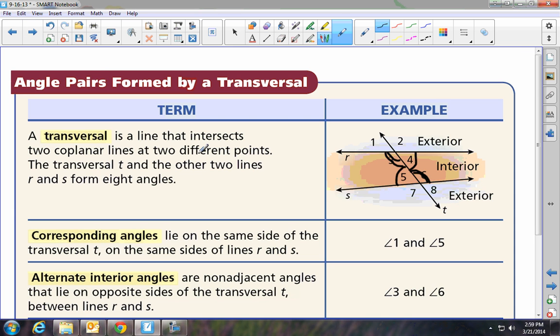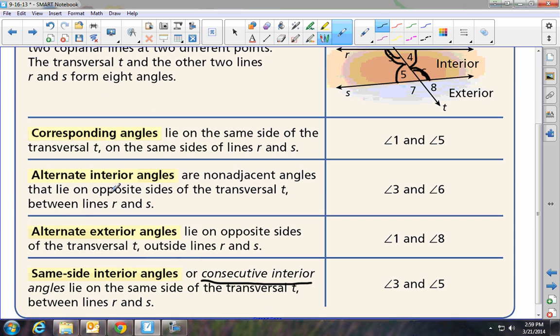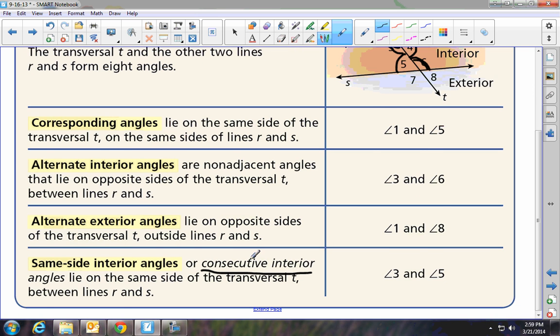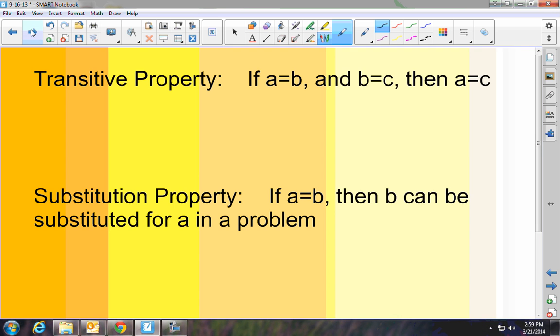So an easy way that I remember this, if I see alternate, I think congruent. If I see same side or consecutive, then I think supplementary. Okay, a little brush up on our properties.